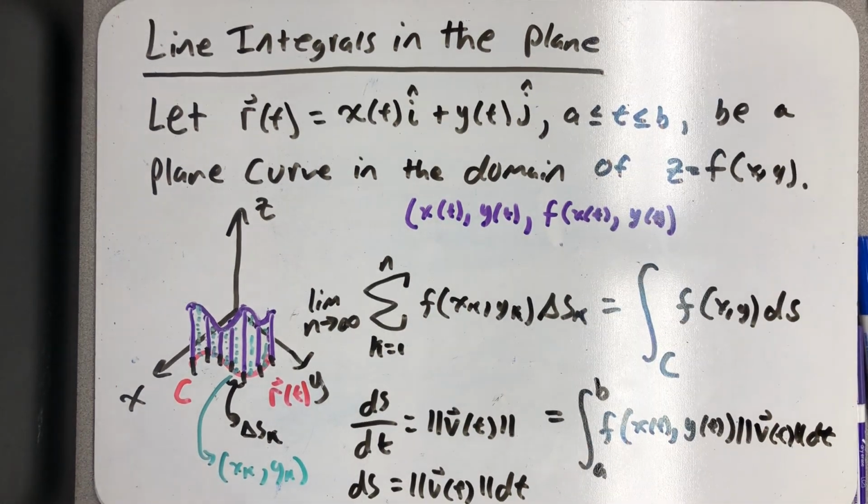And so there is my definition of line integral, and here is my calculation formula for the line integral. Every time I want to evaluate a line integral, I actually do this substitution and take an integral from a to b of f of x of t, y of t times speed dt.